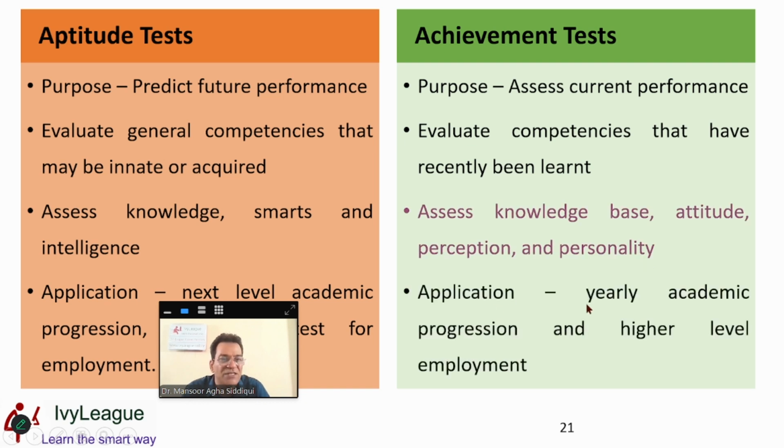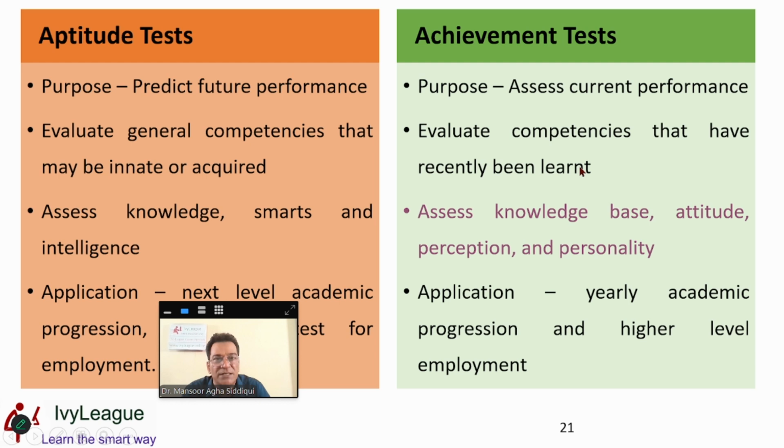Their application is in checking yearly academic progression or in higher level employment. For example, the jobs which UPSC gives you. So for that purpose, achievement tests are used. So achievement tests are comprised of your GS paper 1, 2, 3, and 4. Even the essay paper is your achievement test. Your optional papers are achievement tests.